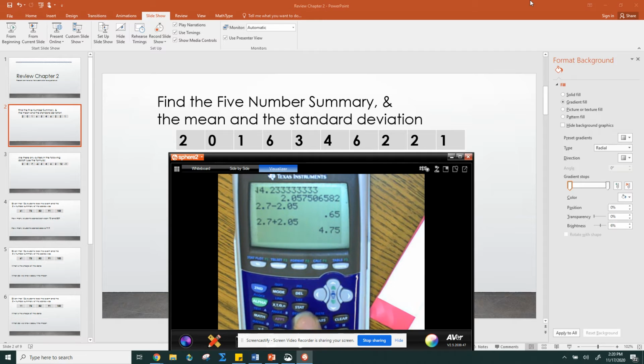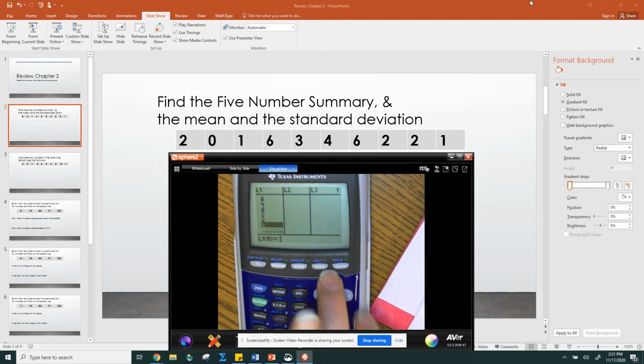Okay, so if you go to stat on your calculator, it's right there below delete. If you press stat and then press enter on edit, I go up to L1 and press clear and press enter. It'll delete everything that's in that column. And now I'm going to type in the data points. So 2, 0, 1, 6, 4, 6, 2, 2, 1.